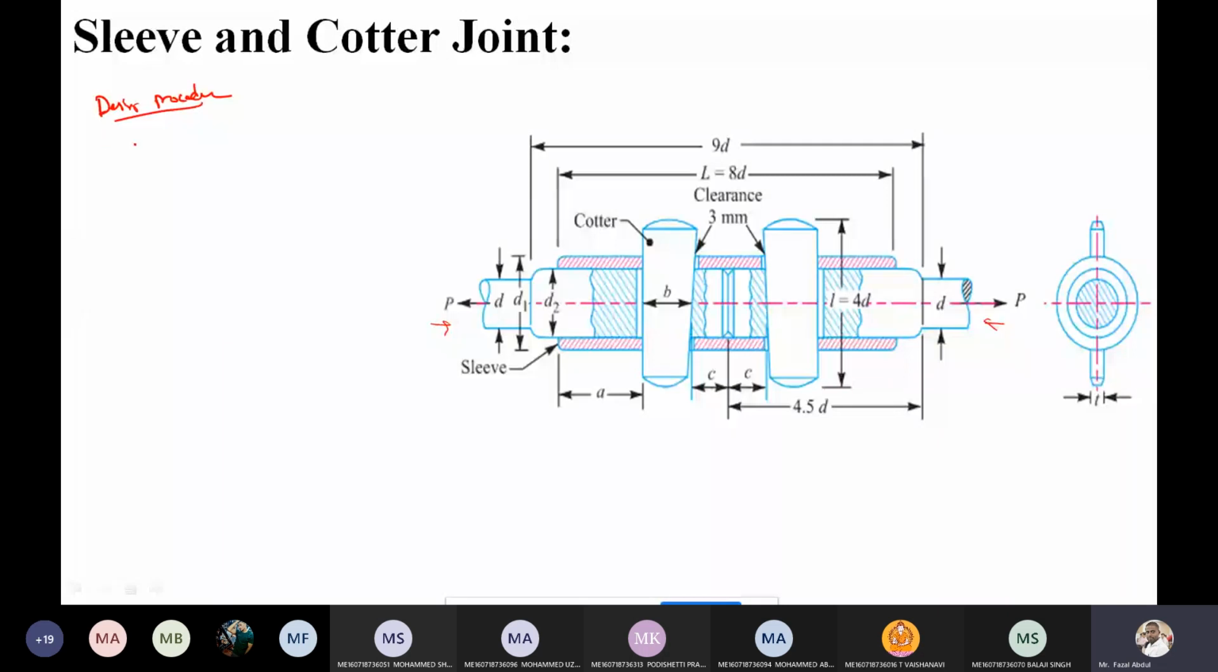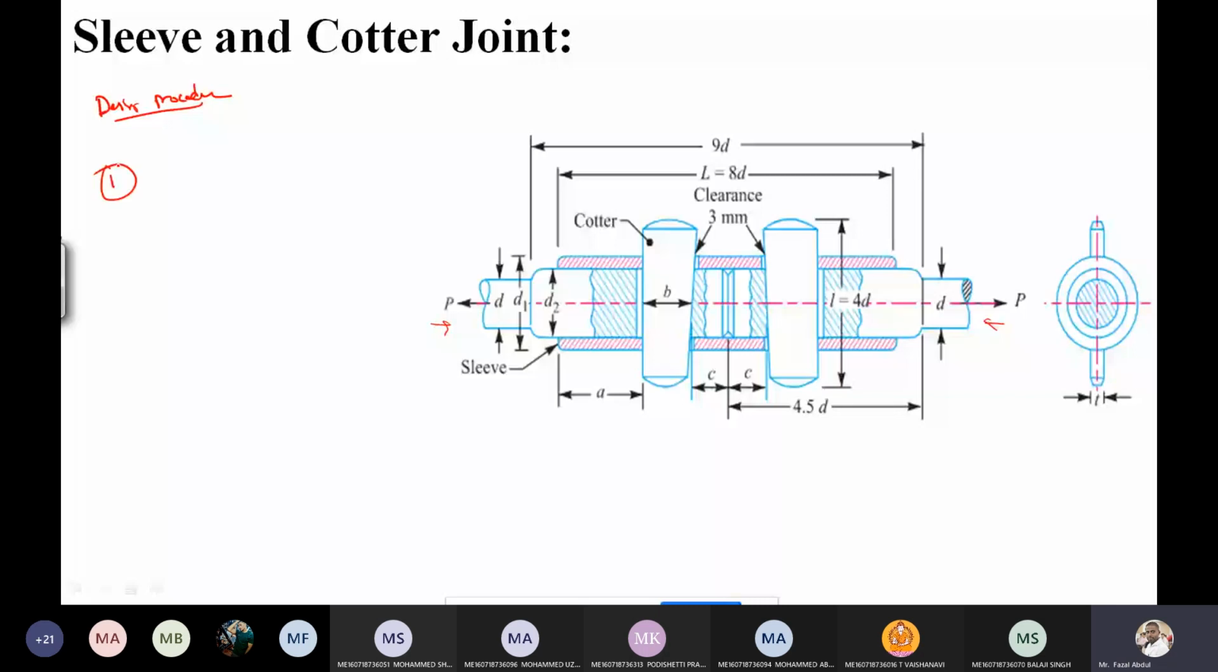Design procedure. In the design procedure, remember one thing: we are calculating the dimensions of this sleeve and quarter joint. In the socket and spigot joint also we calculated the dimensions. How did we calculate the dimensions? Based on the assumptions of how it is going to fail. It means based on the failure modes of the quarter joint, we are designing this sleeve and quarter joint. Now the first failure mode.